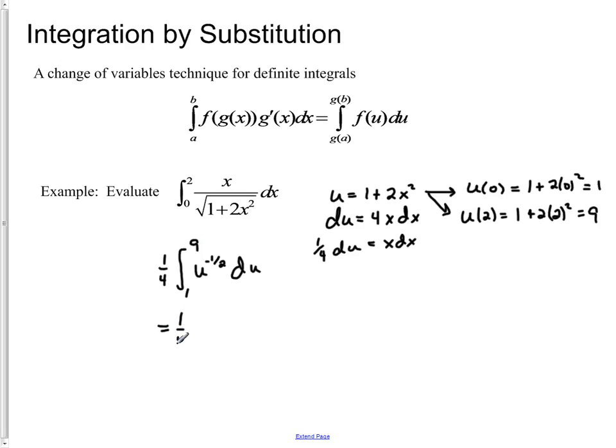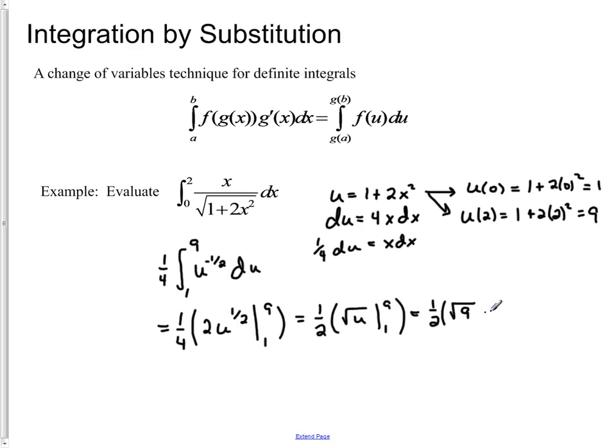This tells me that I'm going to take 1/4 times, and when I use my integral right here, 2 u to the 1/2 evaluated from 1 to 9. I'm going to factor out my 2 in front right here. I'm going to have 1/2 of the square root of u from 1 to 9. And notice, u is 1 and u is 9, so we're going to get 1/2 the square root of 9 minus the square root of 1, which is to say 1/2 of the quantity 3 minus 1. 3 minus 1 is 2, and 1/2 of 2 is 1. Well, that's sort of interesting.